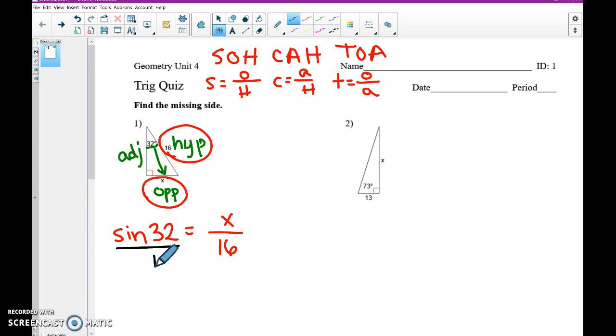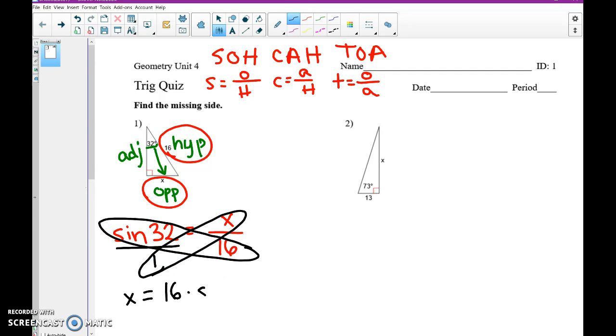Now I can cross multiply. So I've got x times 1 in one group and 16 times sine of 32 in the other. X times 1 is just x. And now I have 16 times sine of 32. Now you've got to be careful how you type this into your calculator. If you've got a TI-30X, if you look up at the top and it says TI-30X, you can just type in 16 times sine of 32 in that exact order, and it should come up with a nice answer.